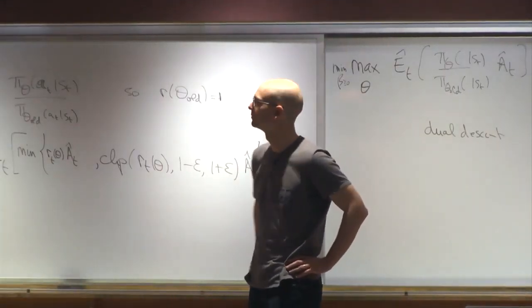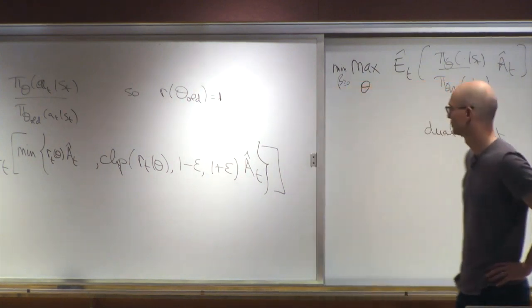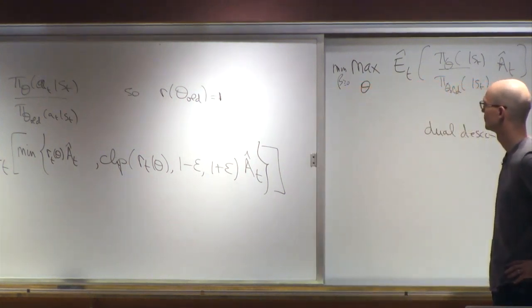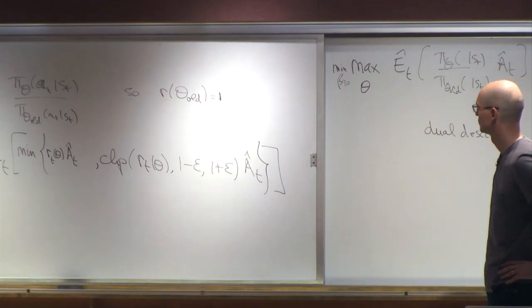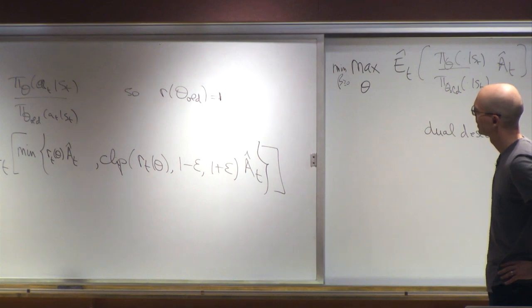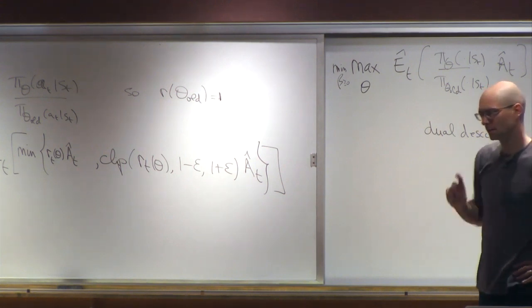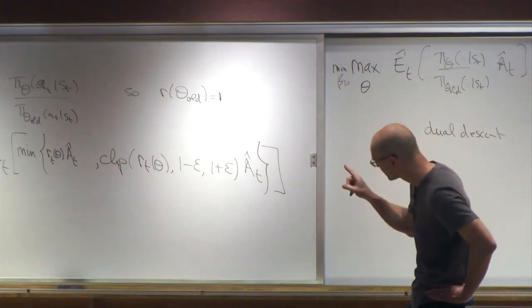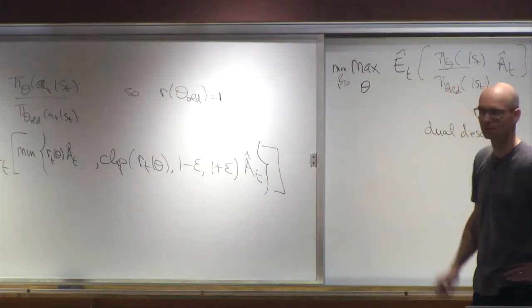So because of the min, it seems like the clipping at 1 plus epsilon is doing something, but then the lower bound clip of 1 minus epsilon, if r_t of theta is less than 1 minus epsilon, the min would make the lower bound clip not do anything. Is that true? Let's see. Let me think about that offline. It's possible that we need to change the parentheses slightly on this. Let me think about it offline.